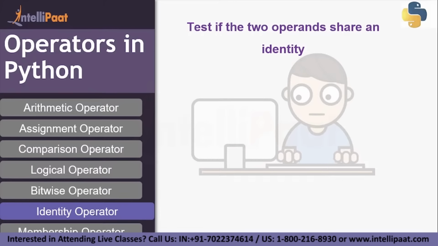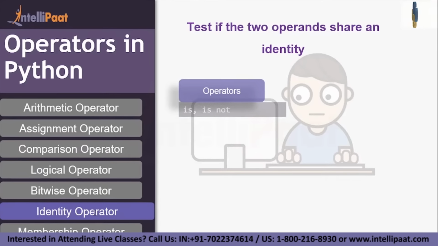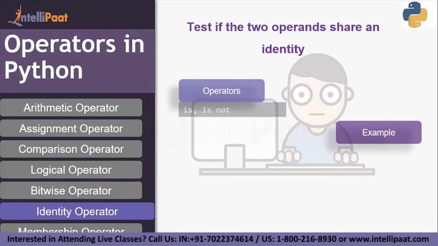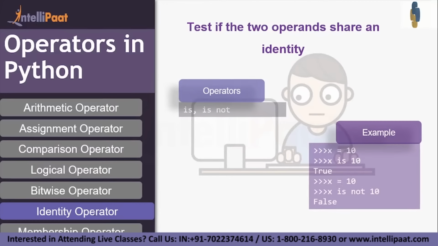These operators are used to test if two operands share an identity. The operators which are a part of it are is and is not. These are basically two keywords. For example, what we have up here: x equal 10, x is 10, it's true. Or x equal 10, x is not 10, it's false. It is just used to test if the operands share an identity or not.